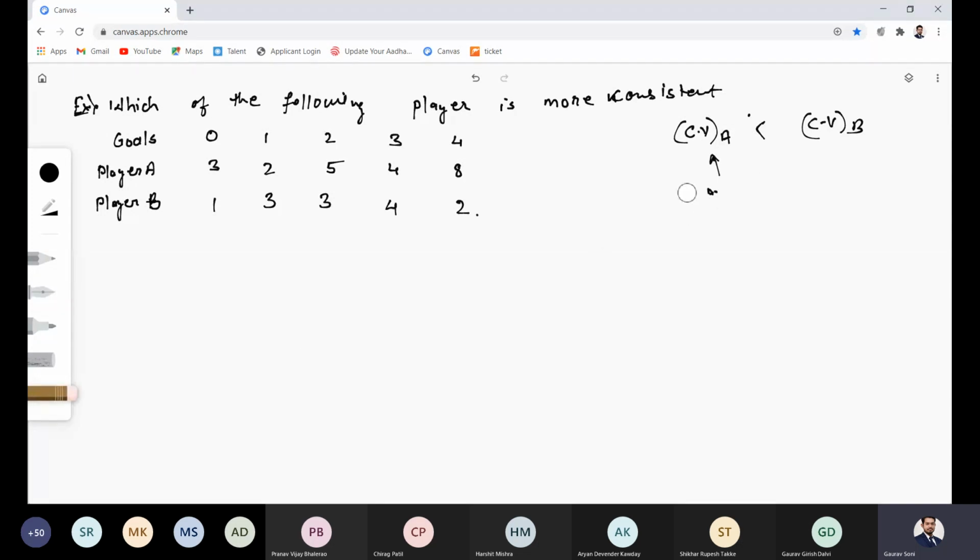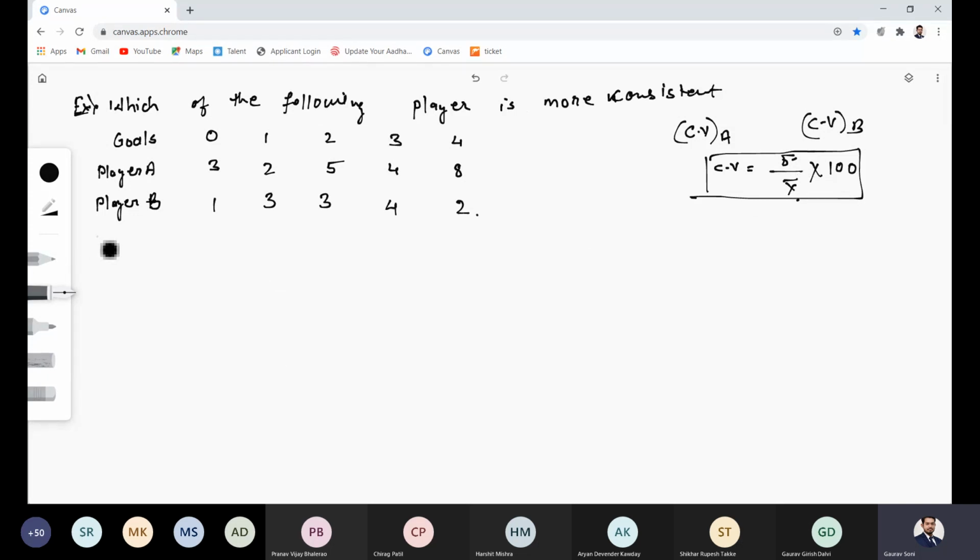This we have seen. And what is the formula for coefficient of variation? For coefficient of variation, our formula is sigma upon x bar into 100. So I will have to find sigma for player A, x bar for player A, sigma for player B, and x bar for player B.